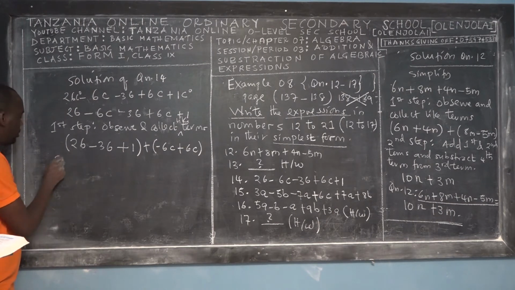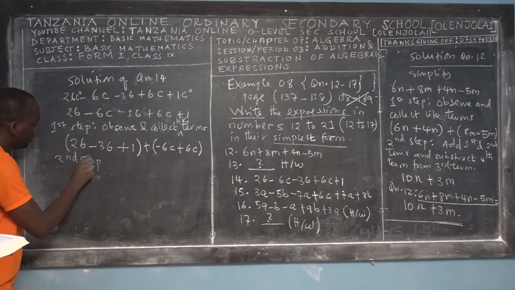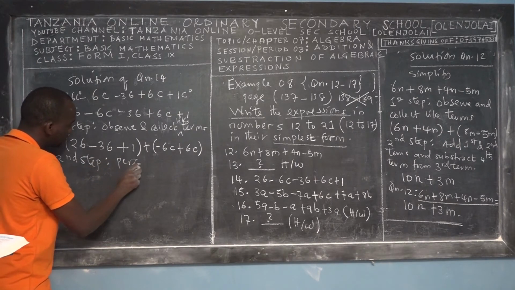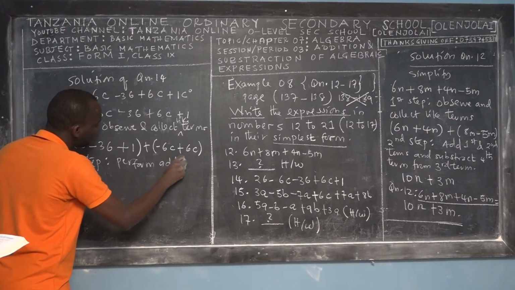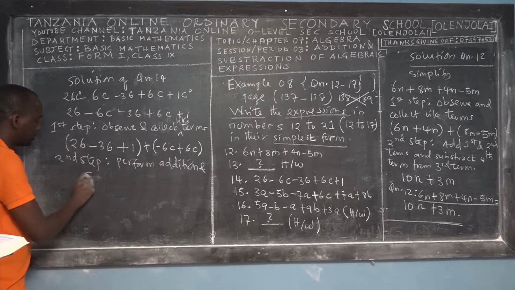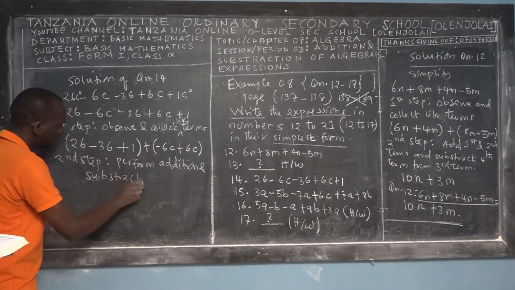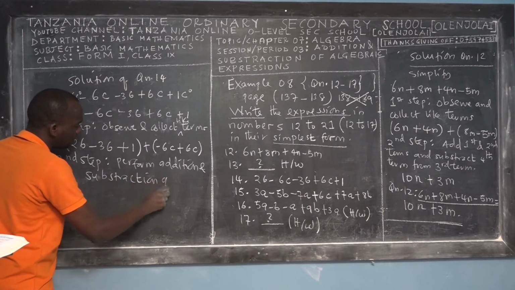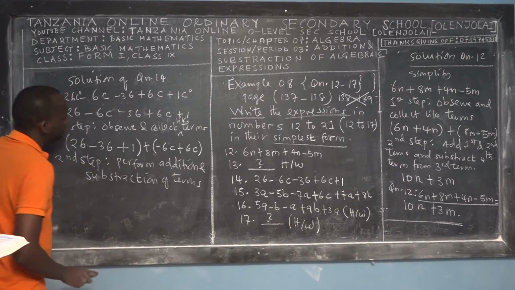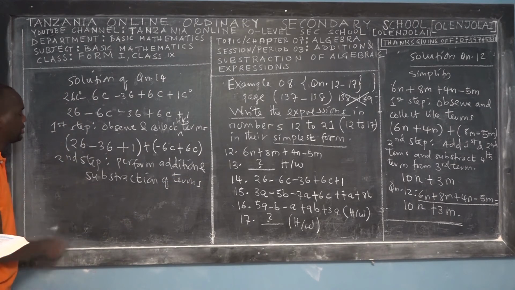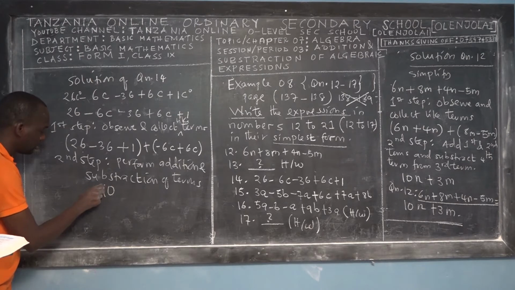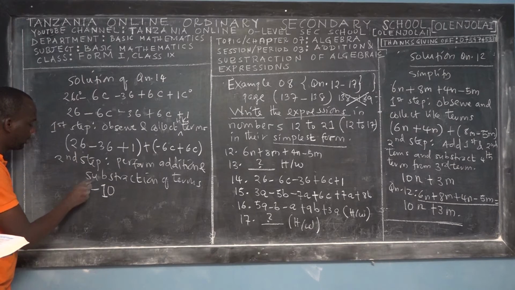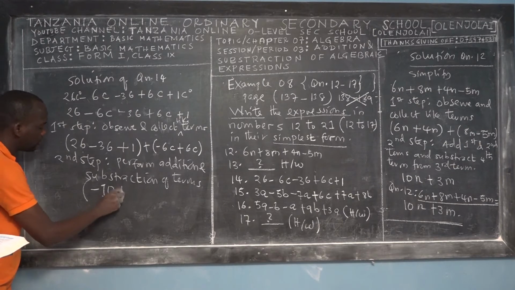Then the second step, you can say in general that we perform addition and subtraction of terms, right? So you have 26 minus 36, which is a small number minus a large number. The answer is a negative number. So it will be negative 10. So if you perform the basic operation between this and this, and then we add the 1.